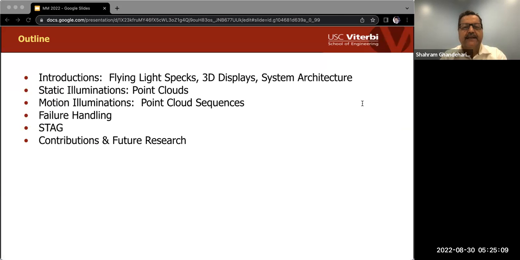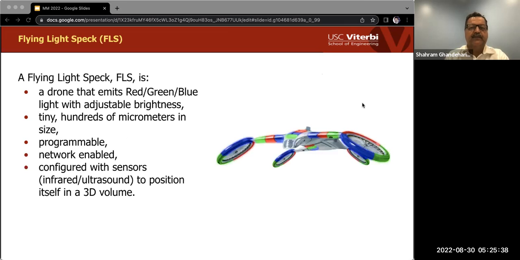I introduce flying light specs, 3D displays using them, and system architecture for building a 3D display. Based on this architecture, I present algorithms to display static and motion illuminations, failure handling of the flying light specs, and STAG to charge the battery of the flying light specs. I conclude by telling you the contributions of this paper and its future research directions.